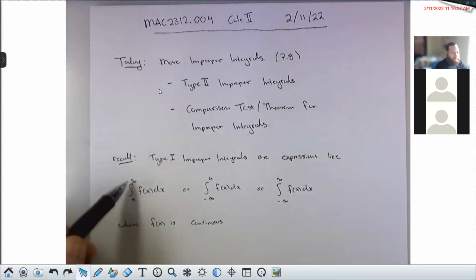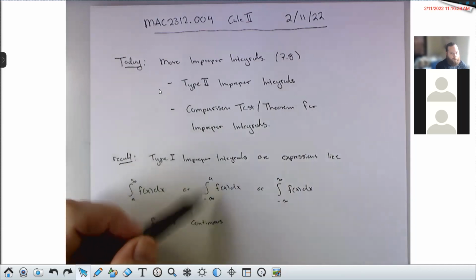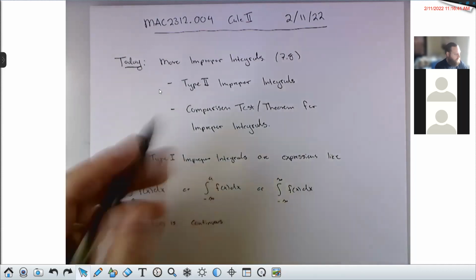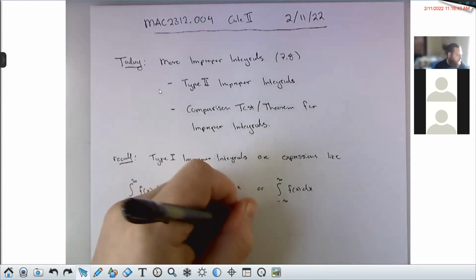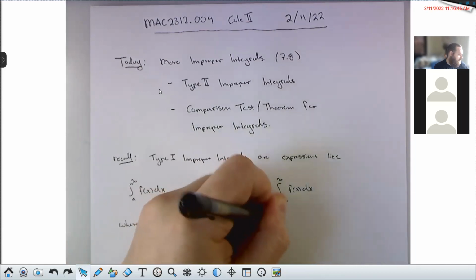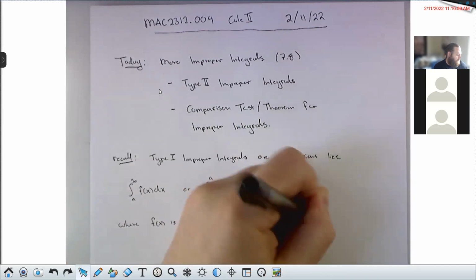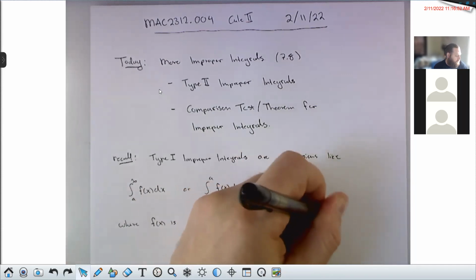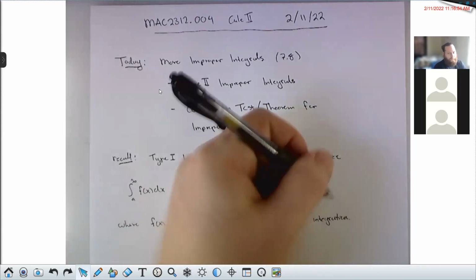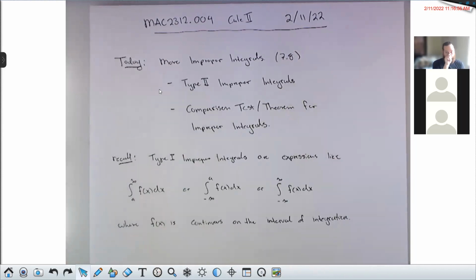So for this one, continuous from a to infinity. For this one, continuous from negative infinity to a. For this one, continuous everywhere. Continuous on the interval of integration. Right? That's what a type 1 integral is.